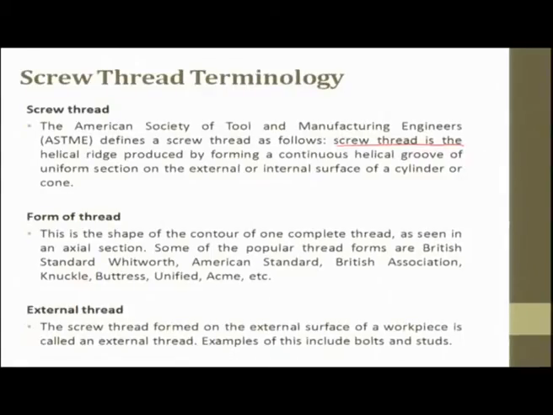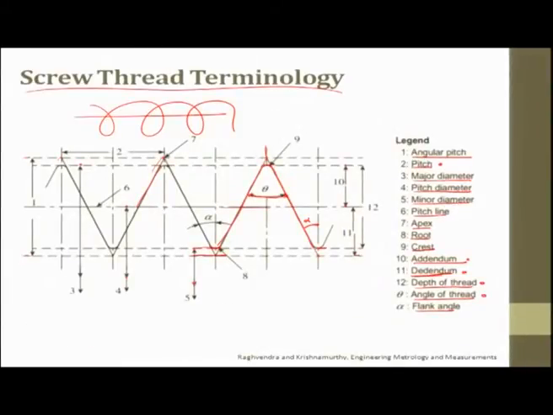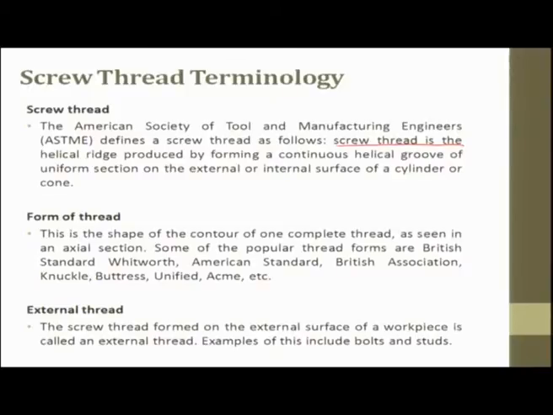Helical ridge produced by forming a continuous helical groove. So, this is a groove, with a depth which is given. A helical groove of uniform cross section on the external or internal surface. When you talk about a bolt, it is external. When you talk about a nut, it is internal. Screws have external threads, the nut is internal. Surface of a cylinder or a cone, that is the screw thread.